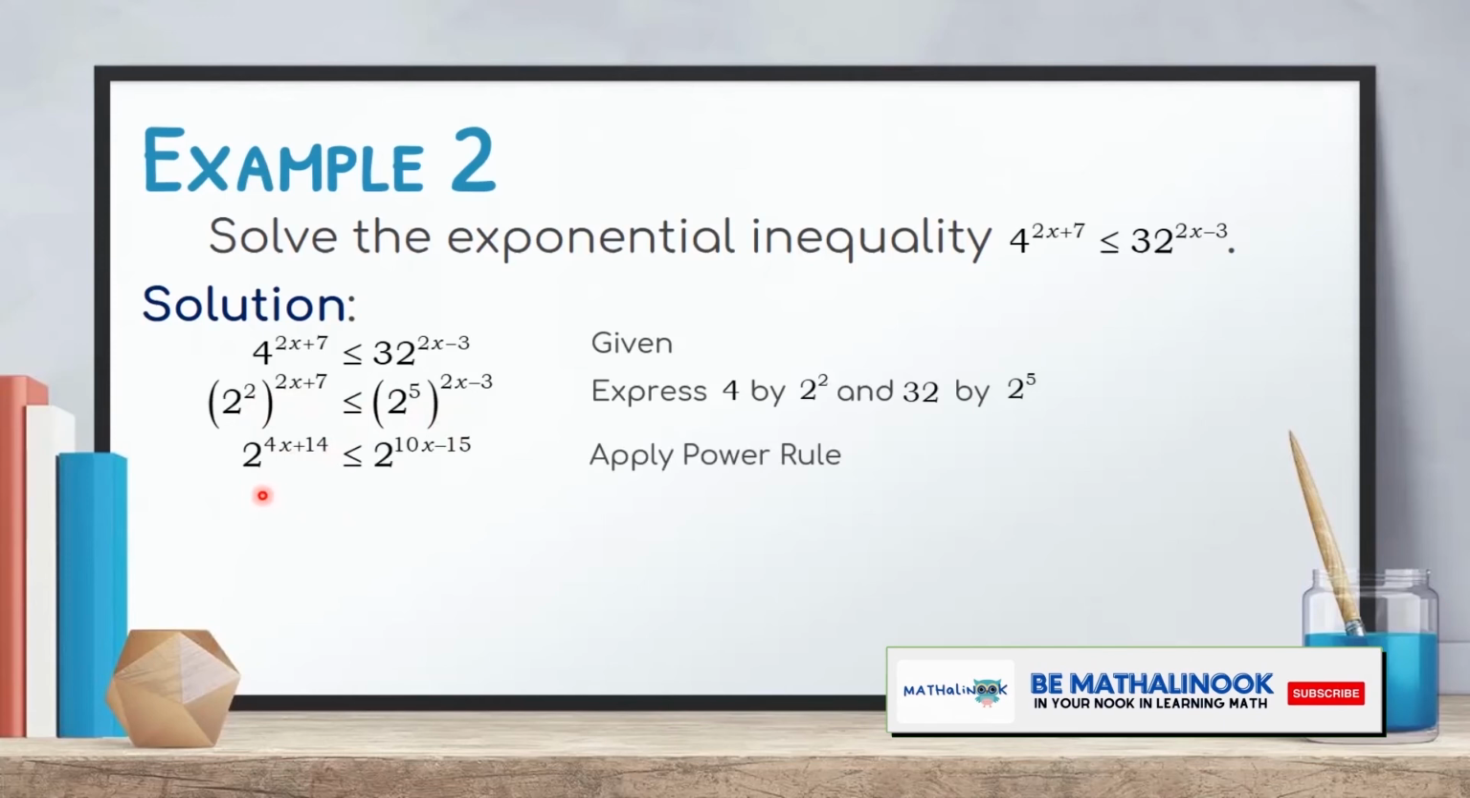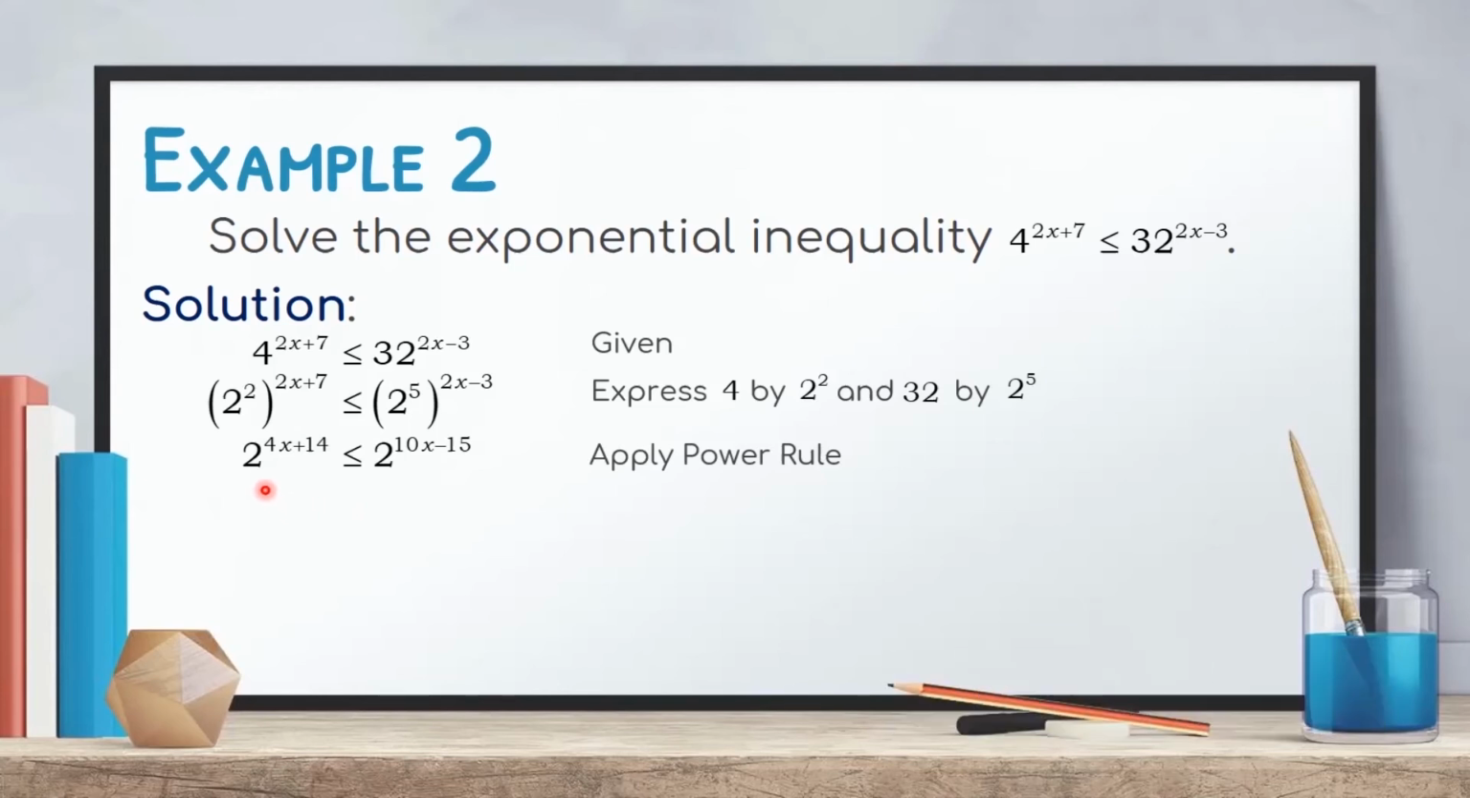Since the bases now here are the same, then we can apply the one-to-one property. Moreover, since the value of the base is greater than 1, we will still be following the same inequality symbol. Therefore, we will have 4x plus 14 is less than or equal to 10x minus 15.